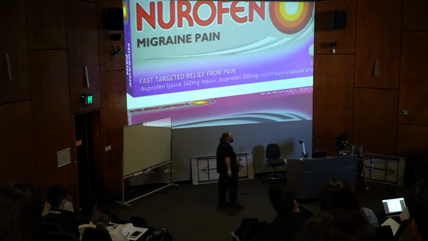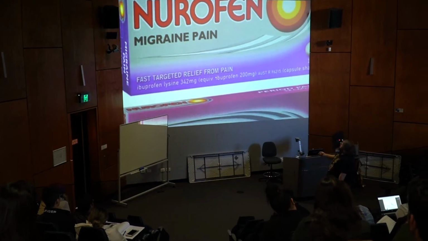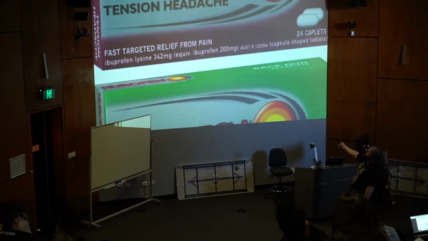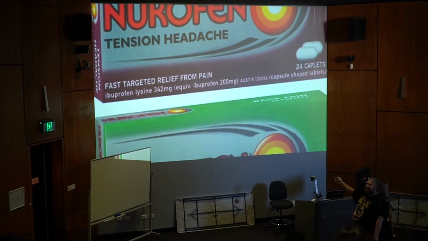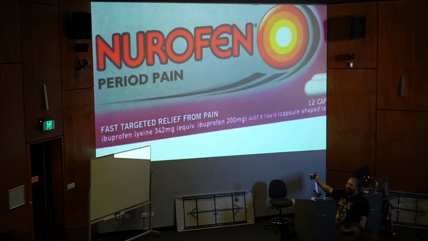And I want you not to look at what the thing is. I want you to have a look here. Fast targeted relief from pain. Ibuprofen lysine, 342 grams. Let's say for our migraines. For our tension, ibuprofen lysine, 342 grams. That is the active ingredient. Let's go to our period. Oh, we just need 342 grams.